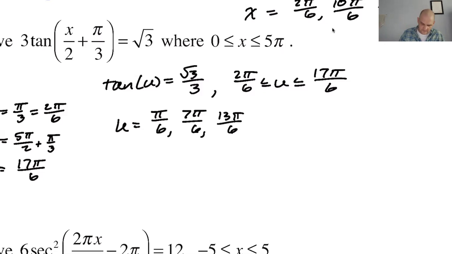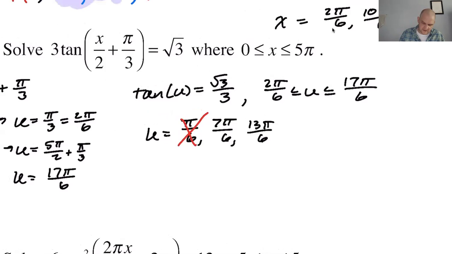And actually, pi over 6 is too small. It's not in the interval. So this has very few answers. Do I think it should have only 2 answers? I kind of do, because of the period of the given function. B is 1/2, so the period is 2 pi. We're getting 2.5 periods because it's 0 to 5 pi. So you could have gotten 3 solutions, or you could just get 2 solutions. I think 2 solutions is totally fine.